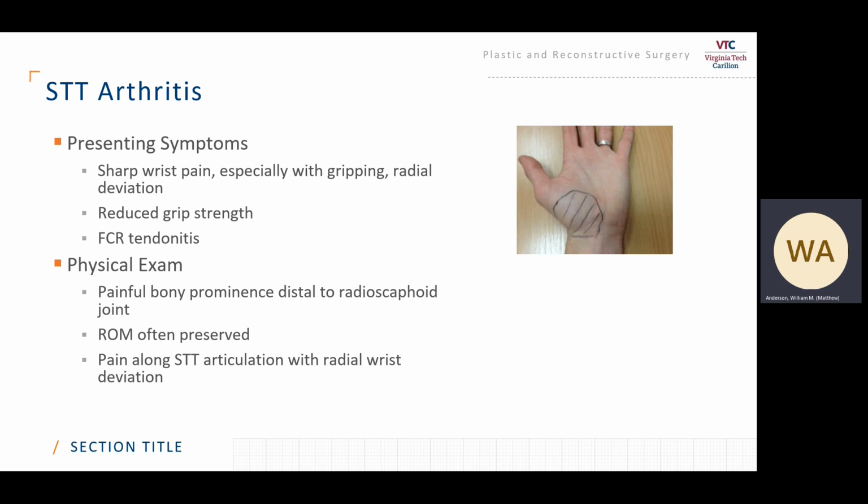On physical exam, they can have a painful bony prominence that's just distal to the radioscaphoid joint. Range of motion, notably, is often preserved in STT arthritis. And they can have pain along the STT articulation, especially with wrist deviation.